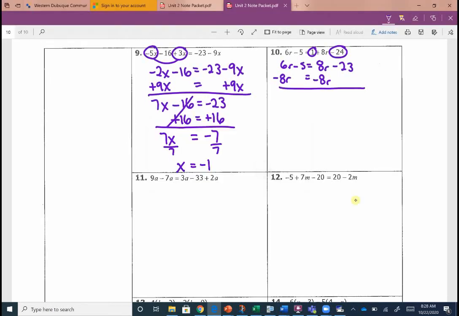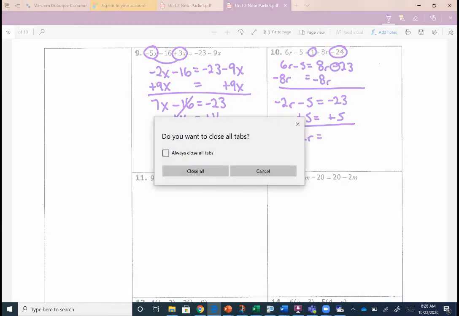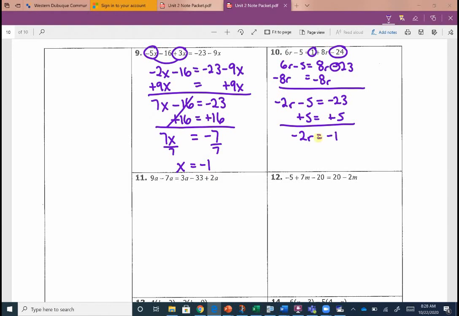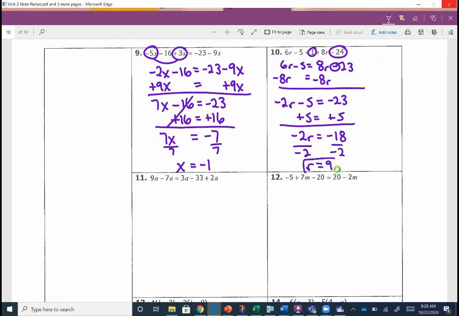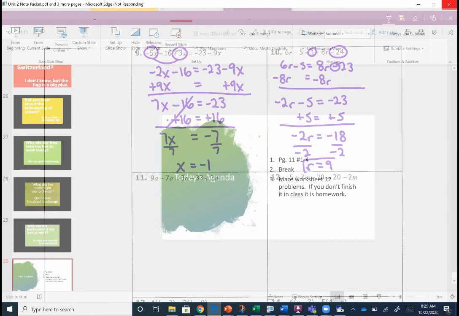6r minus 8r is negative 2r. We still have a minus 5 and a negative 23. Now from there, I undo subtraction first. Negative 2r is still on the left. And then I have negative 18 over on the right. Divide by negative 2. R equals 9. So if you already did this question, double check for number 10 that you got R equals 9.